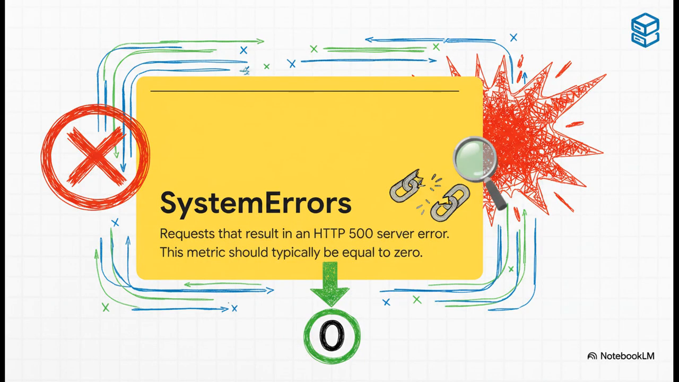And now for probably the easiest health check there is, the system errors metric. This one is super simple. It should always be 0. No exceptions. If you ever see this number tick up, even by 1, it means there's an issue on AWS's side, and it's time to go check the service health dashboard.